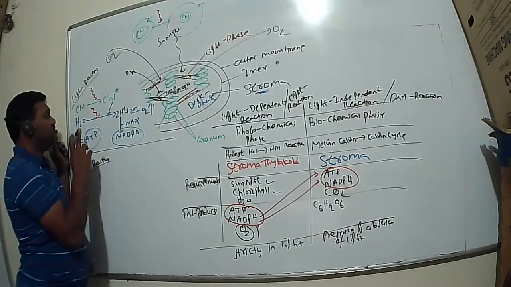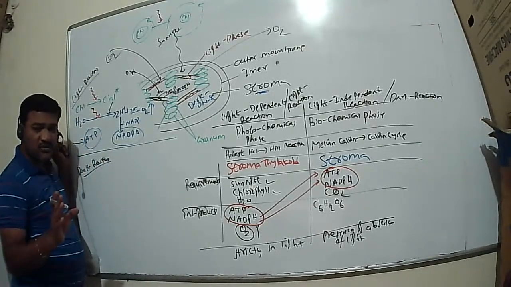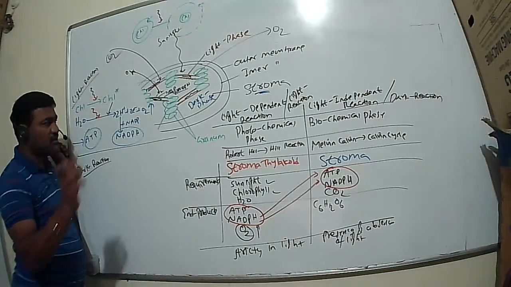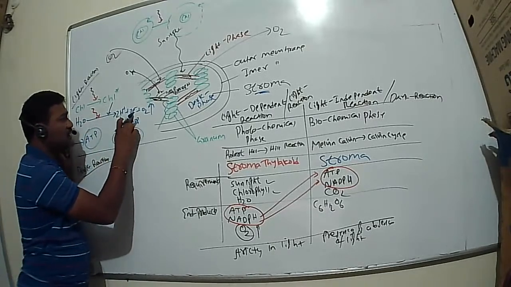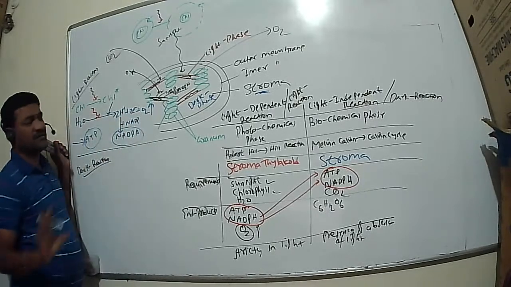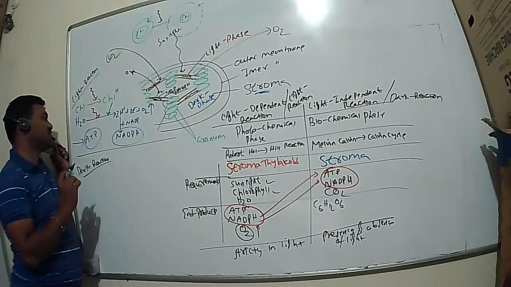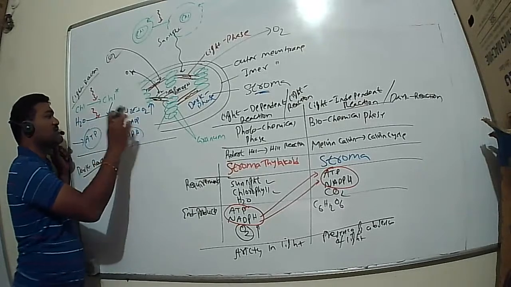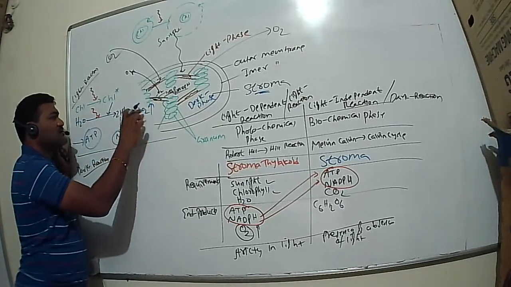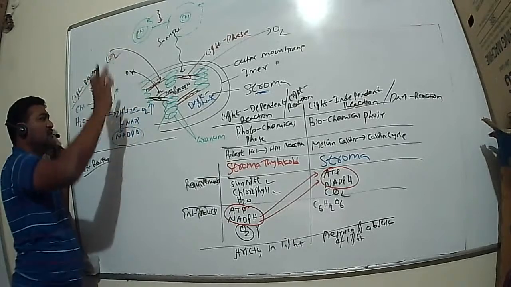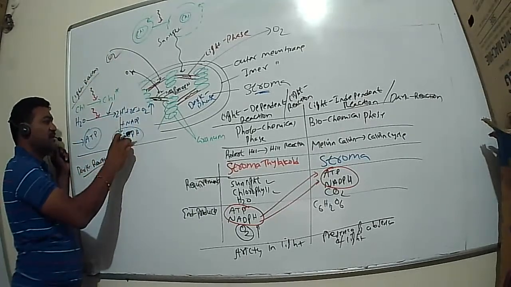So, what is photolysis of water? Splitting of water molecule into hydrogens, electrons, and oxygen in the presence of light. It's called photolysis of water. That is, it occurs in the light reaction. So here water is undergoing photolysis and you get hydrogens, electrons, and oxygen. Oxygen will go outside. These hydrogens are accepted by NADP to form NADPH.